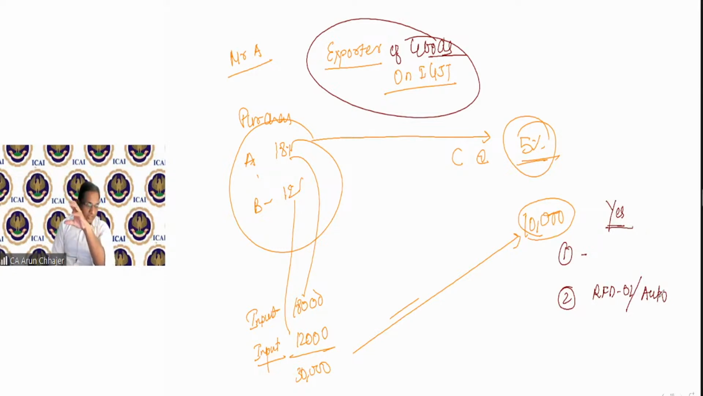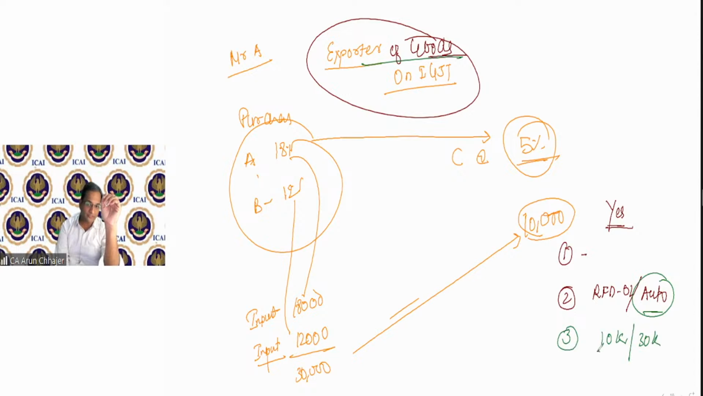Whether he needs to file the refund application or it is an automatic route. Automatic, because it is export of the goods on IGST. No refund application right now. Question number 3, how much refund would be credited, 10,000 or 30,000?